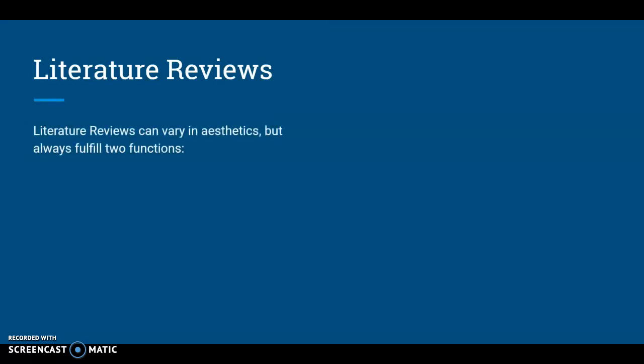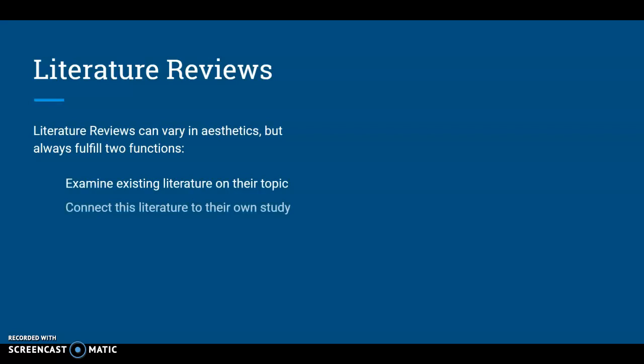So literature reviews can vary in aesthetics, but always fulfill 2 functions. They should examine existing literature on the topic and connect that literature to their own study. 2 examples we'll use here are the rhetorics of radicalism and data collection as disruption.